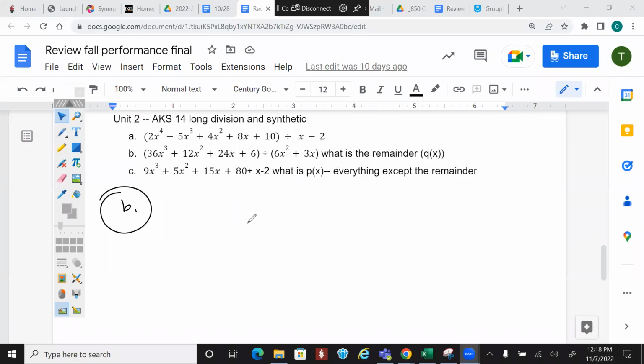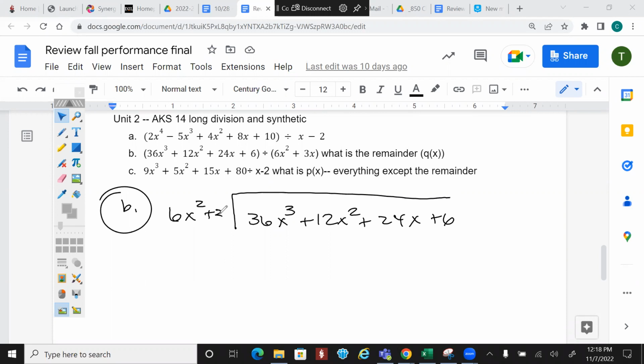We are going to divide. We've got 36x to the 3rd plus 12x squared plus 24x plus 6, and we're going to divide it by 6x squared plus 3x. Now you've got to do this long division because the exponent is greater than 1 and the coefficient is greater than 1. So what times 6x squared will give you 36x to the 3rd? That's going to be 6x. 6x times everything on the outside is going to give us 36x to the 3rd plus 18x squared.